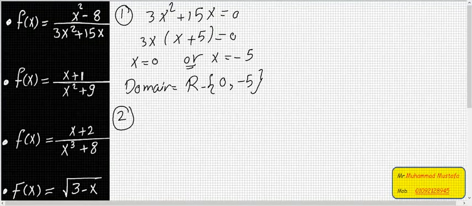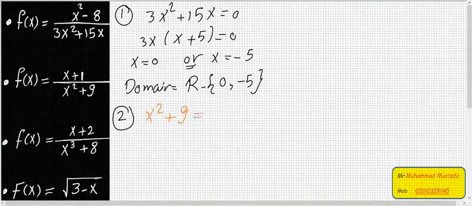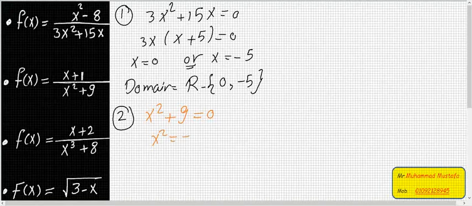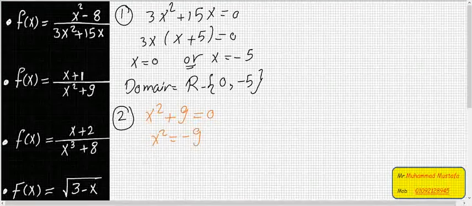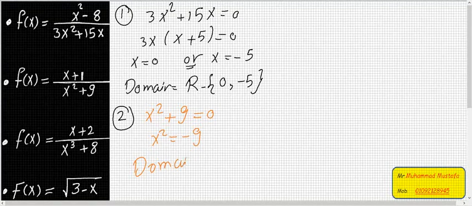Number 2. x² + 9 = 0, so x² = -9. If we take the square root, we don't have any square equal to a negative quantity. Here the set of zeros of the denominator is empty, phi. Then the domain of the function equals R minus phi. The domain of the second function is R.